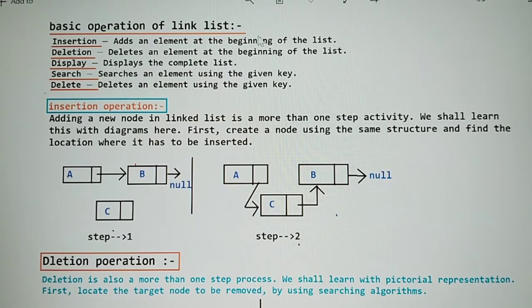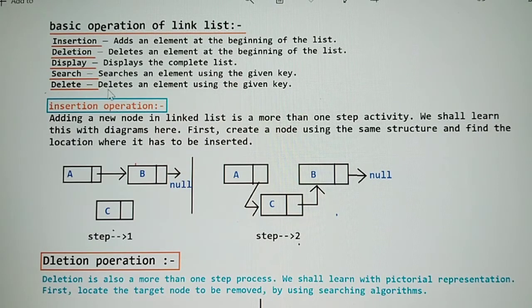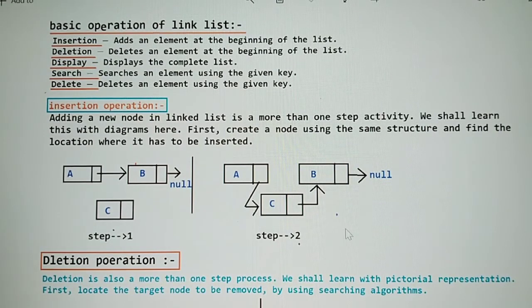Insertion: add an element at the beginning of the list. Deletion: delete an element from the beginning of the list. Display: display the complete list. Search: search for an element using the given key. And delete an element using the given key. Here, in the display operation of linked list, you can see that it is also the final answer of any insertion, deletion or reverse of the linked list.